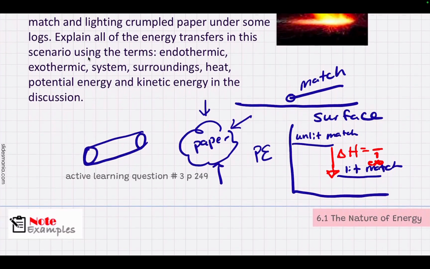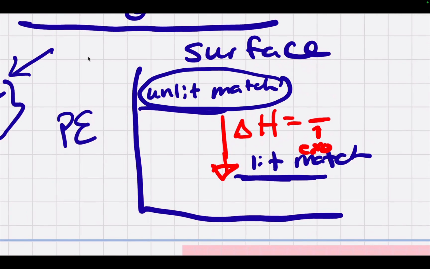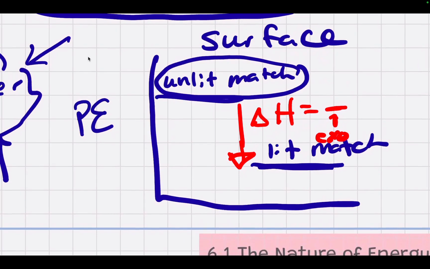If you're looking at just the match, though, the potential energy of the unlit match is going to be higher than the potential energy after it's been burned, and then that difference is going to be the enthalpy change, which is negative.